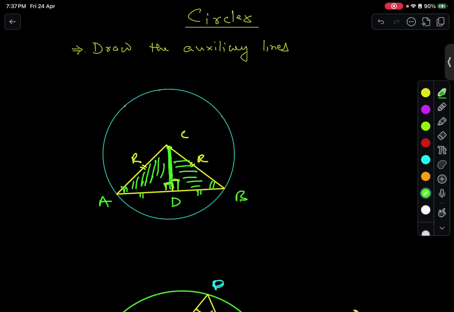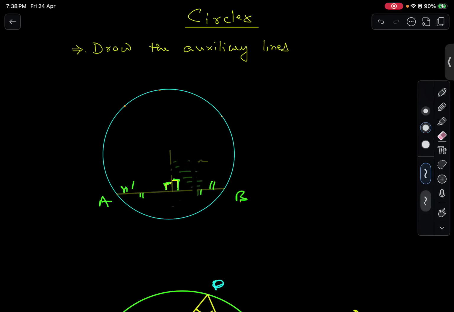Now, this is all about how we get all the basic properties of the circle. Now, one more thing I have to include in circles: when a line is coming from outside.